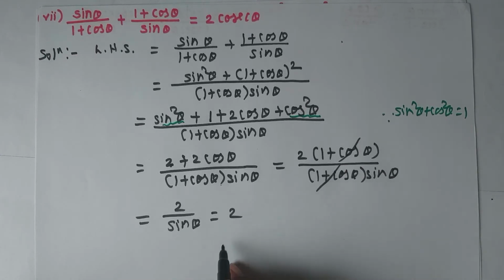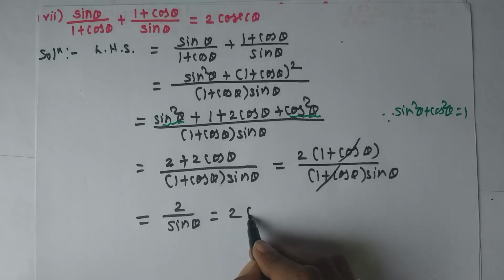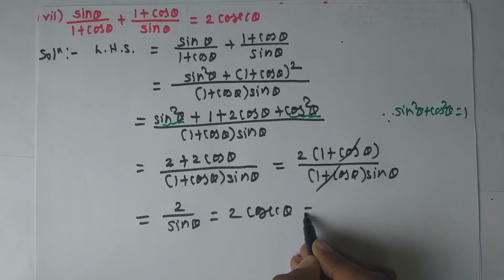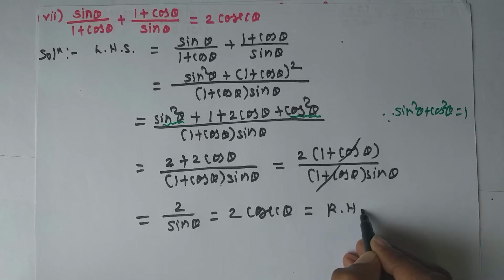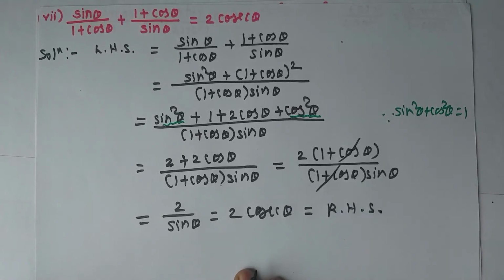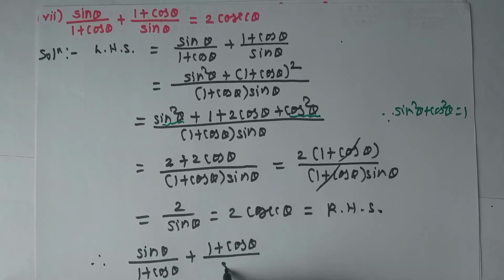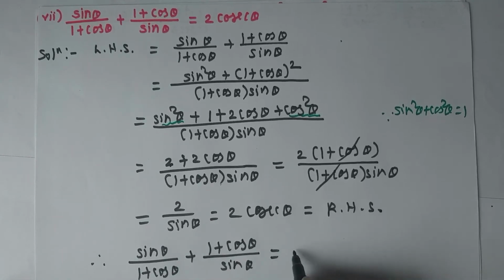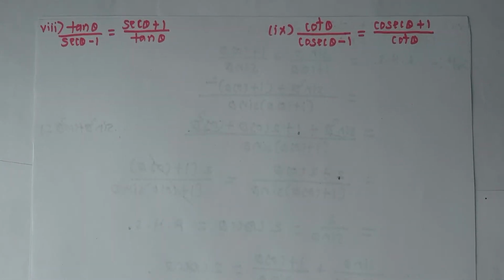Now keep 2 as it is, and 1 upon sin theta means cosec theta, and this is equal to the right hand side. In this way we have proved left hand side equal to right hand side. Therefore you write down sin theta divided by 1 plus cos theta plus 1 plus cos theta divided by sin theta is equal to 2 cosec theta. Okay, now see the next problem.